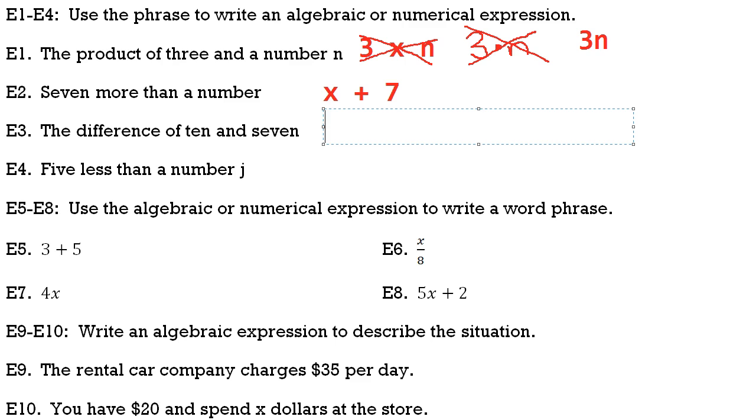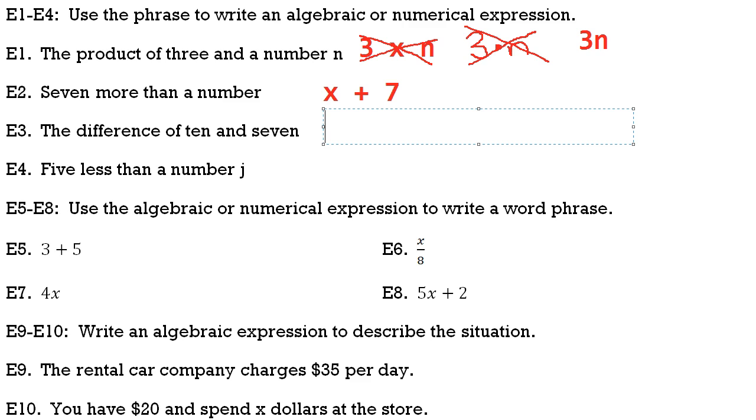The difference of 10 and 7. Now we're talking about subtraction. And subtraction is the most commonly missed type of problem whenever I'm teaching numerical and algebraic expressions. And the reason is order is very important. If I give you 2 plus 3 and 3 plus 2, you get the same answer. But if I give you 3 minus 2 and 2 minus 3, you get a different answer. So now for the first time, order is essential.